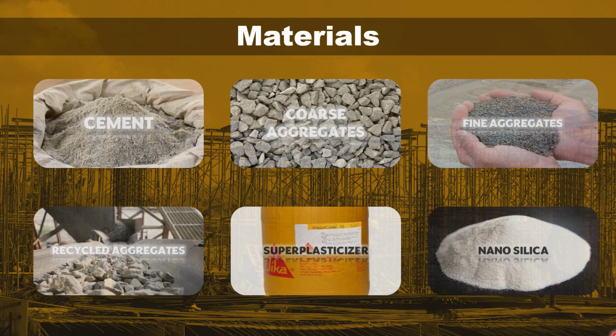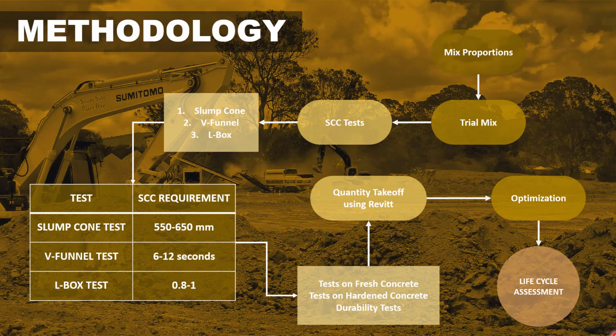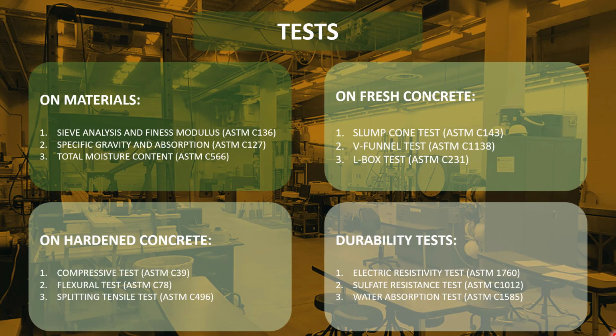These materials will be used in our research, and the methodology followed is according to this flowchart. Mix proportions, followed by trial mix, then 3 SCC tests, and if they are within these limits, further tests are conducted. Then quantity takeoff followed by optimization, and finally the life cycle assessment. Compressive, flexural, and split tensile tests on hardened concrete and durability tests will be carried out on each mix design after fresh concrete and material tests provided us with the quantities shown earlier.